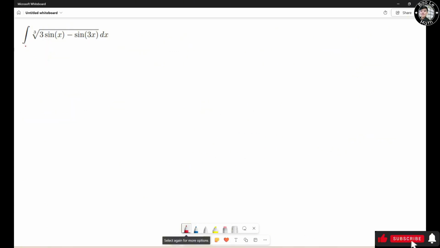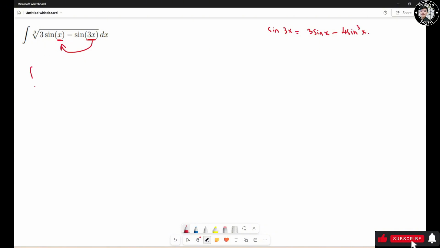The antiderivative of cube root of 3 sine s minus sine 3s ds. Alright, so we see that this angle right here is triple this angle. So we need to convert this one to this one by using the formula sine 3s equals 3 sine s minus 4 sine cubed s.